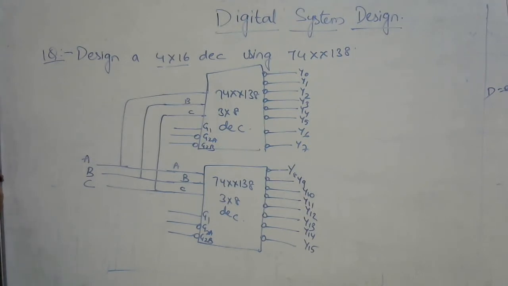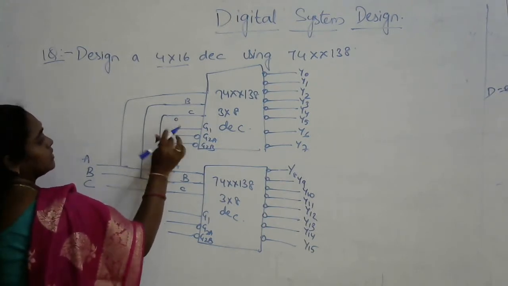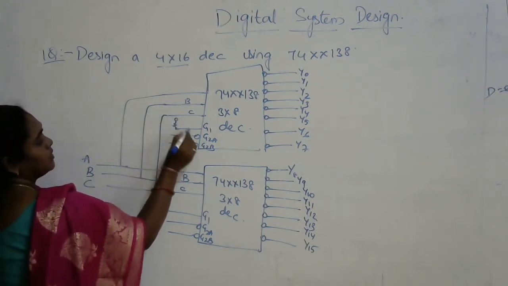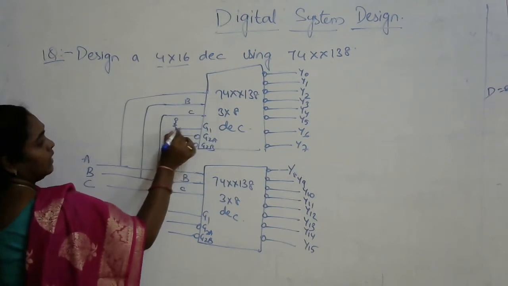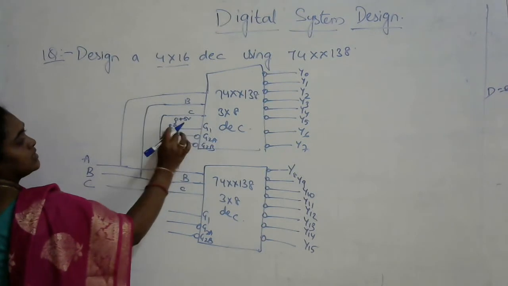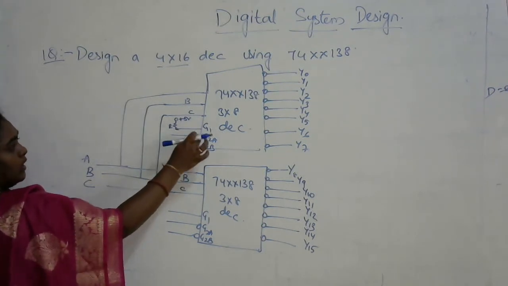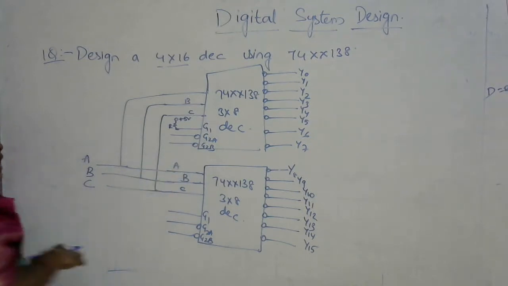So here, G1 is connected through a resistor to 5 volts because G1 is active high. Whenever I apply 5 volts, that indicates G1 is equivalent to 1. When G1 is equal to 1 and G2A and G2B are zeros, only then is the circuit going to function.